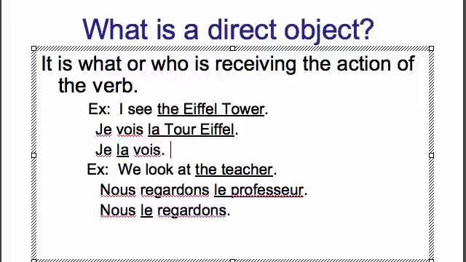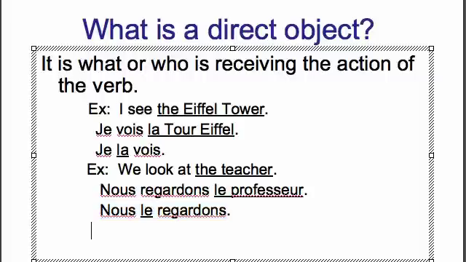It's a direct object. Let's look at the second one. We look at the teacher. Who do we look at? The teacher. There's your direct object. Okay. En français, nous regardons le professeur. Okay. Qui est-ce que nous regardons? Le professeur. That's who we're looking at. Okay. Let's replace le professeur with the direct object pronoun. Let's simplify it. Okay. Le professeur, it's masculine, it's singular, so it's le. So nous le regardons. So instead of saying we look at the teacher, we're just going to say we look at him. Nous le regardons.